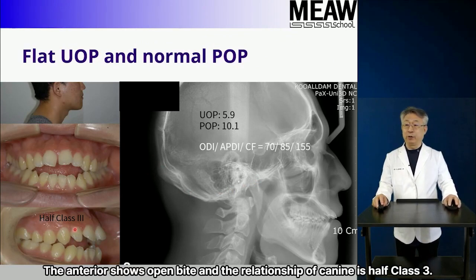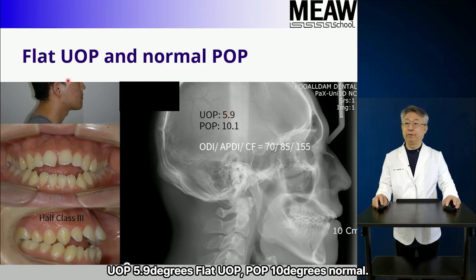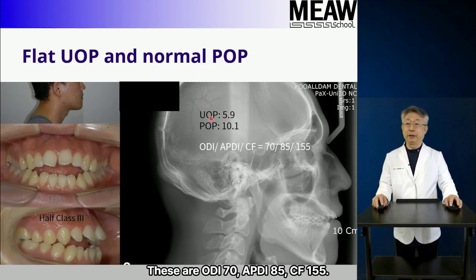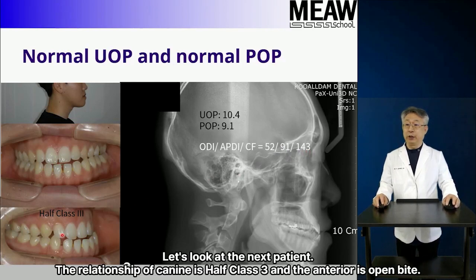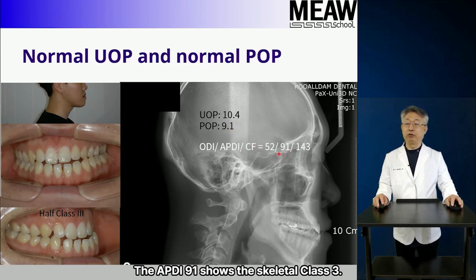The anterior shows open bite and the relationship of canine is half Class 3. UOP 5.9 degrees flat UOP, POP 10 degrees normal. These are ODI 70, APDI 85, CF 155. Let's look at the next patient. The relationship of canine is half Class 3 and the anterior is open bite. The UOP is 10.4 degrees normal UOP, POP 9.1 degrees. The APDI 91 shows the skeletal Class 3.